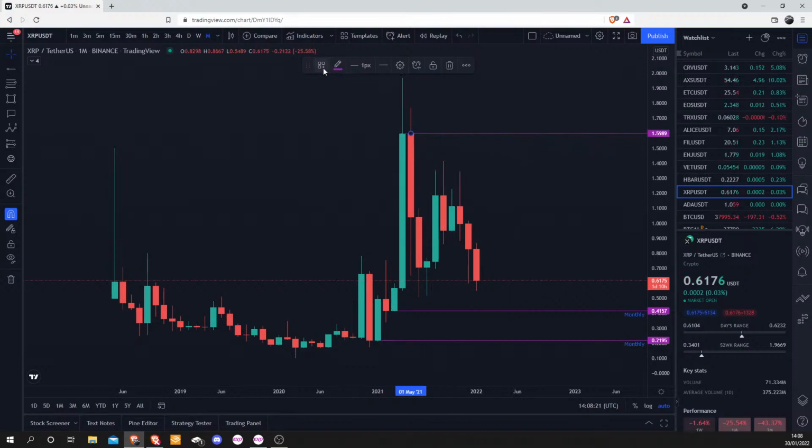Get these higher time frame levels marked, and then we'll work on some order block magic.